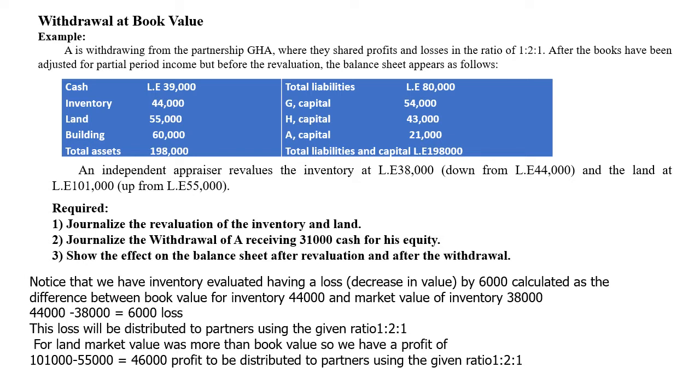You are given an example, a balance sheet for a partnership having three partners, G, H, and A. They distribute profits or losses between them in a ratio of 1 to 2 to 1. Given the balance sheet, one of the partners, who is A, decided to withdraw from the partnership.